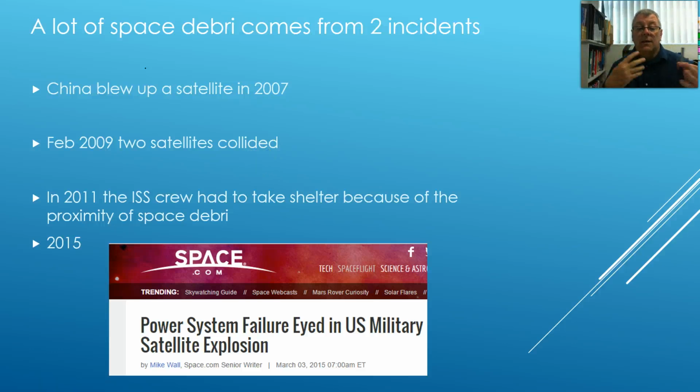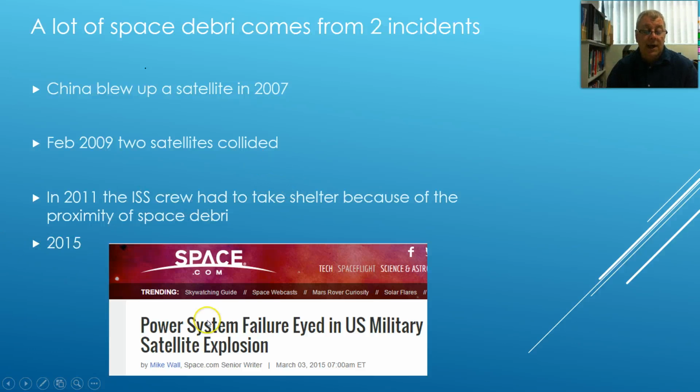Because there are so many satellites, people can't predict how their orbits are going to interact, and not all satellites are positioned perfectly, and not all satellites maintain their same orbits and are monitored as such. In this case, 2 satellites collided and made a massive plume of materials that's still orbiting around the Earth. In 2011, the International Space Station crew actually had to take shelter in one of their escape capsules because the radar trackers had located some space debris that was coming towards them.